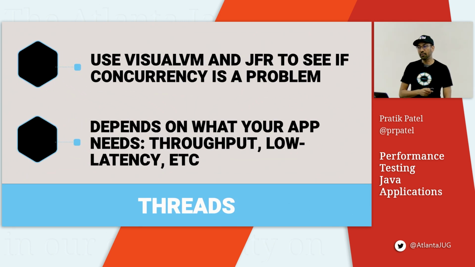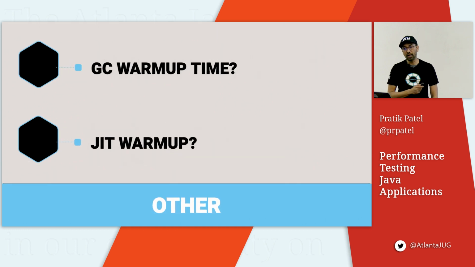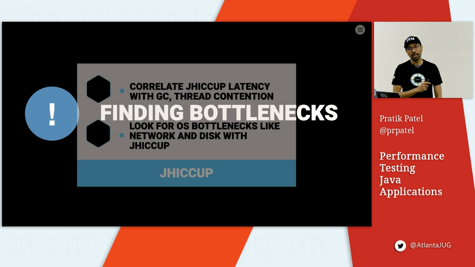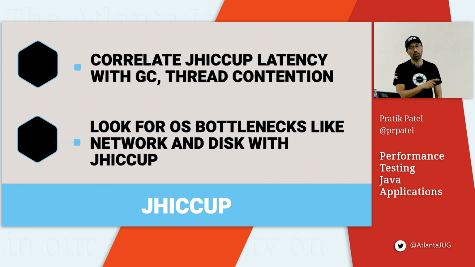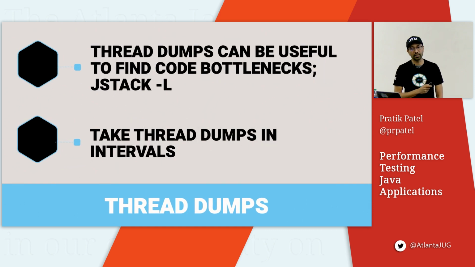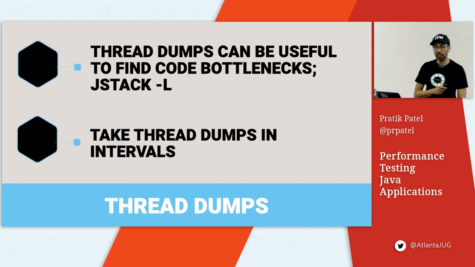Okay, we looked at VisualVM, we talked about JFR, we talked already about the JIT warm-up time. There's also something called garbage collection warm-up time, which we saw when we started our Spring Boot application. And finding bottlenecks, we looked at correlating JHiccup latency with garbage collection and other thread contention types of things. Also OS bottlenecks with JHiccup. We can take stack dumps, thread dumps using jstack.